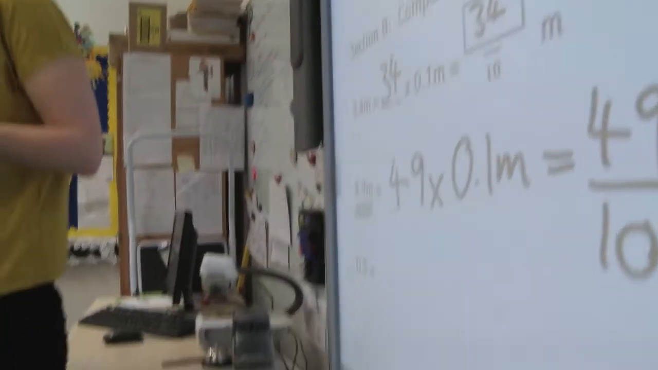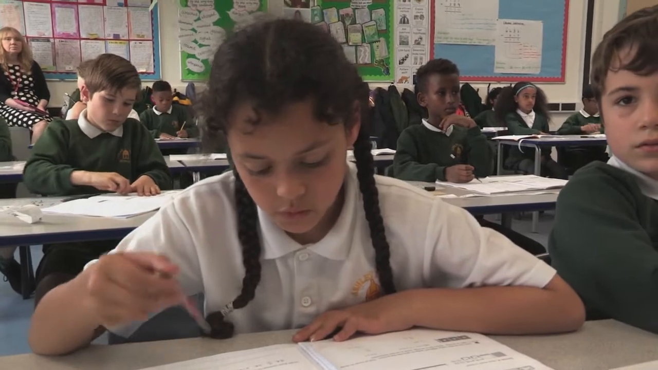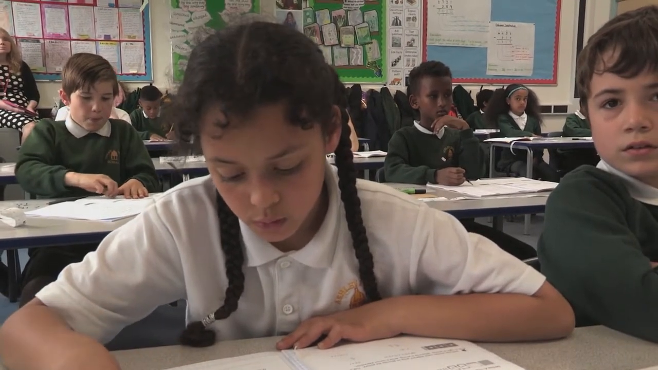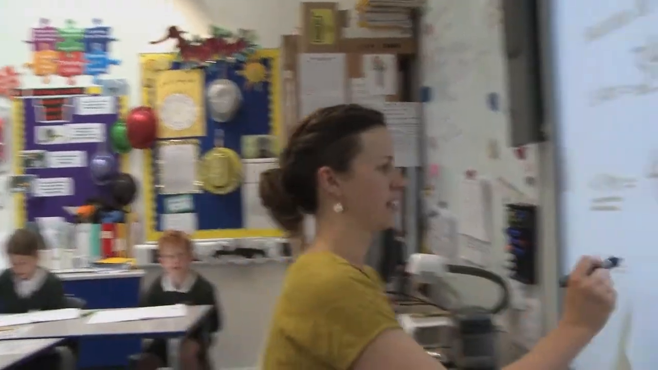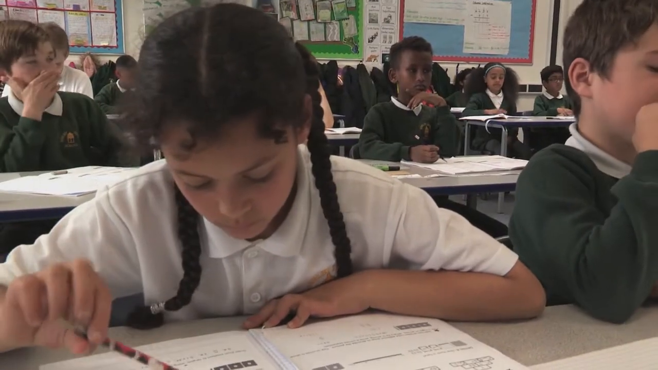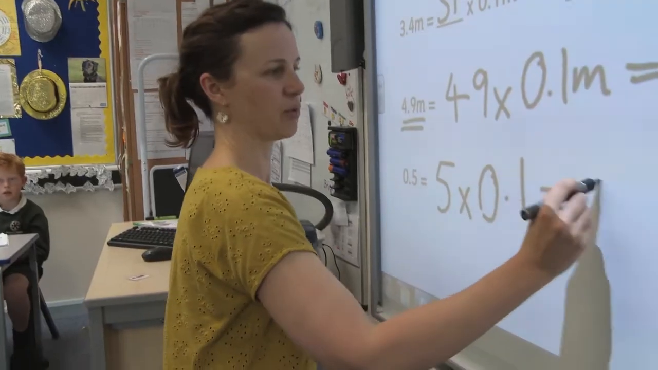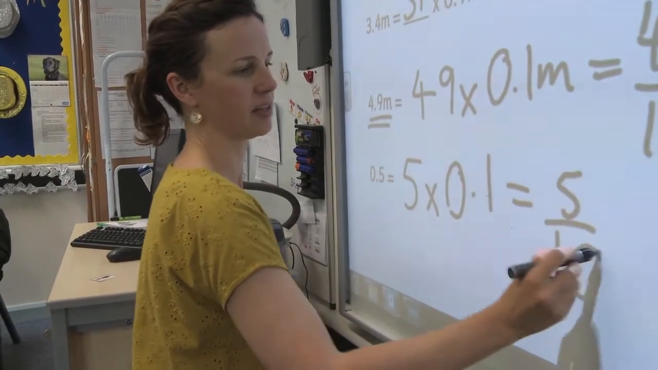Okay, what about 0.5? 0.5 is equivalent to 5/10. Good. 5 times? 0.1. Thank you very much, Tegan. And that's equivalent to 5 tenths. What about these ones? Could anyone do it backwards?